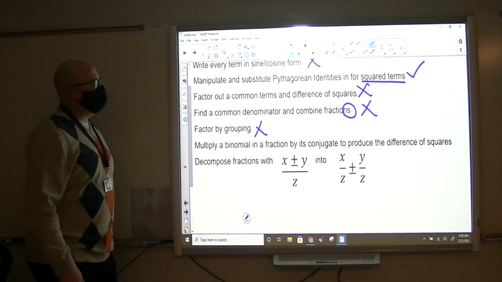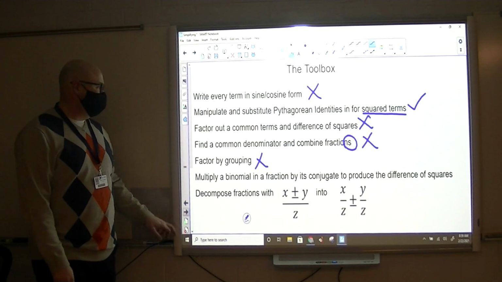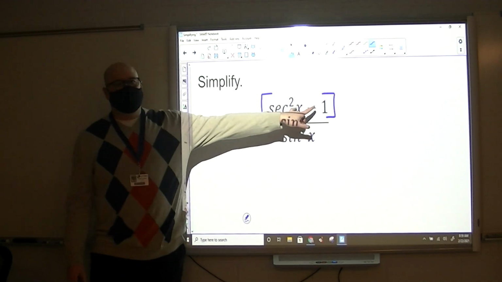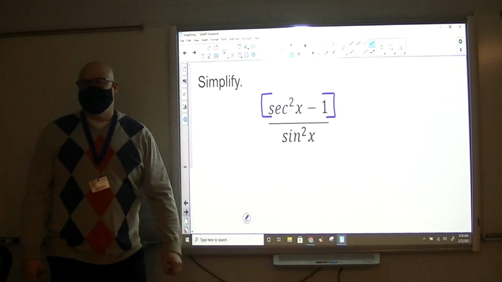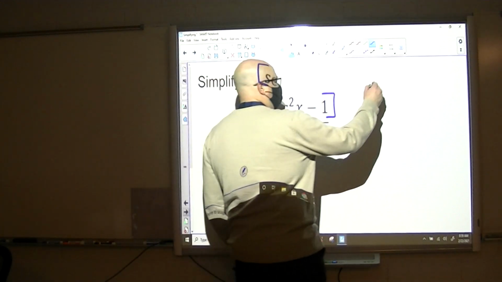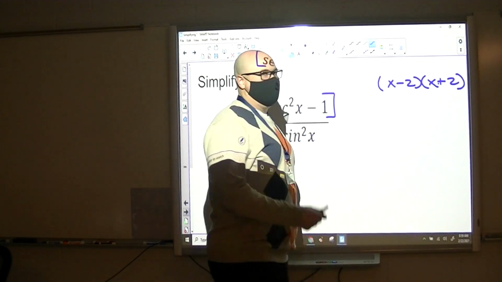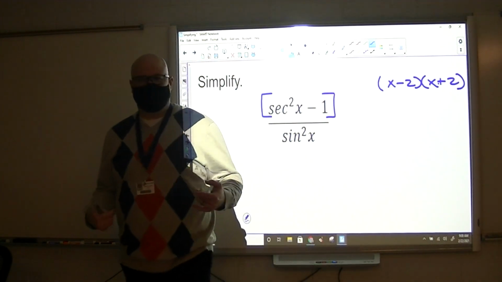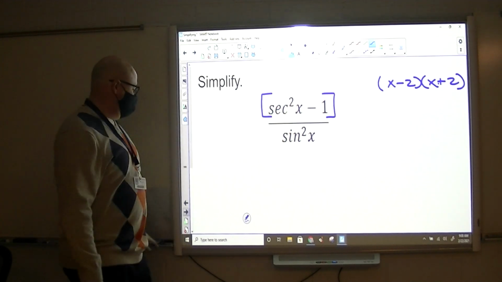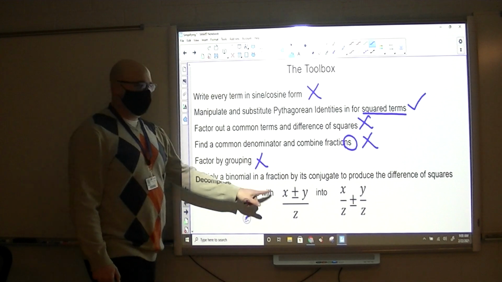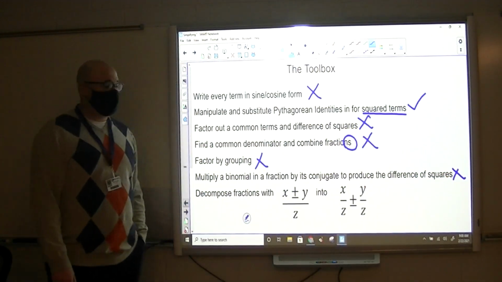Multiply a binomial and a fraction by its conjugate to produce the difference of squares. Now, when you look at this, is there a binomial in the numerator? Yes, there is. Do I want to multiply by its conjugate? Remember what conjugates are, okay? Conjugates are terms like this, where we have the same thing in the front and the back, and then we multiply them together to get the difference of squares. Well, this is already squared. And as I've said many times before, this is an extremely rarely used tool, so we're not going to go that route.